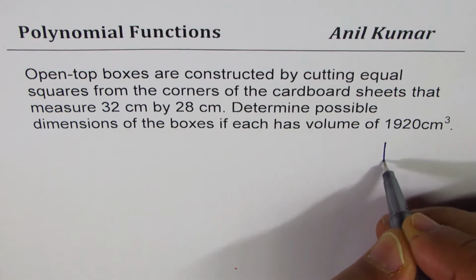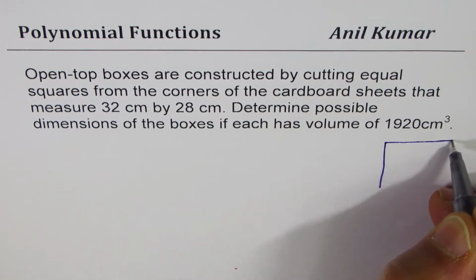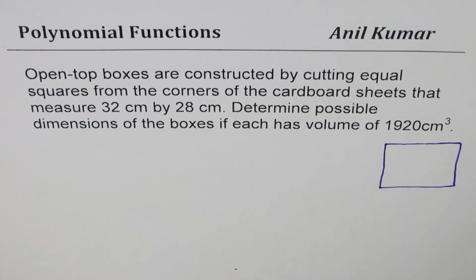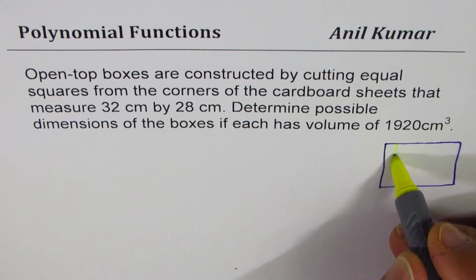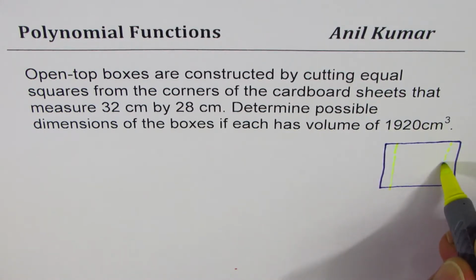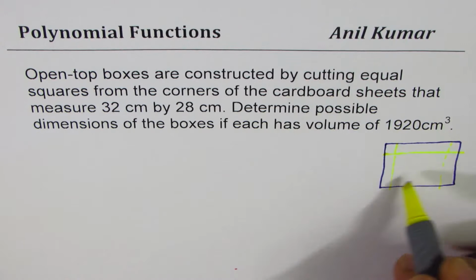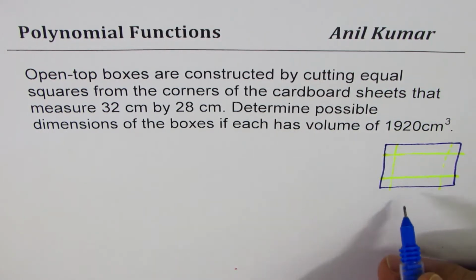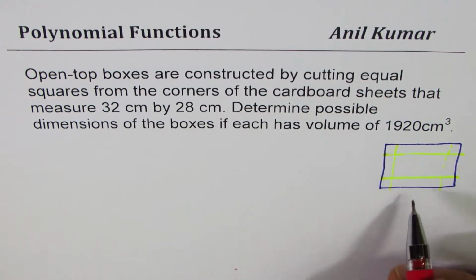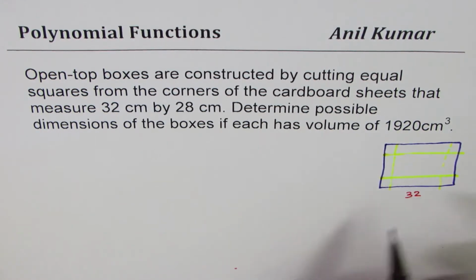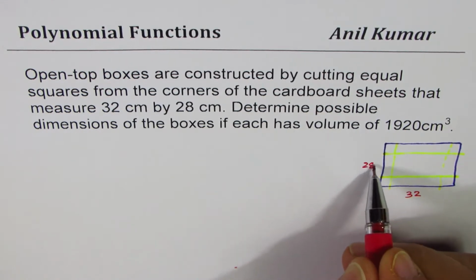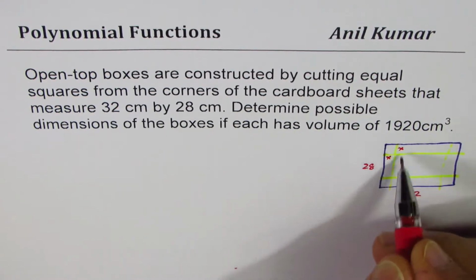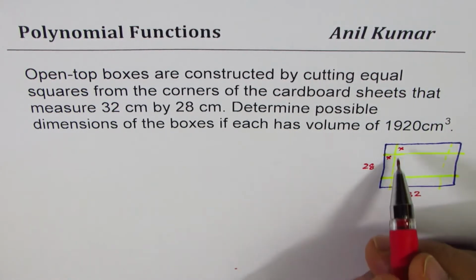So let's make a rough sketch here. Let us say that is the cardboard we begin with, and we are cutting squares from each corner to make it a box. The dimensions of the sheet are given to us as 32 and 28, and these are the corners which are removed. Let us say each square has length and width x.